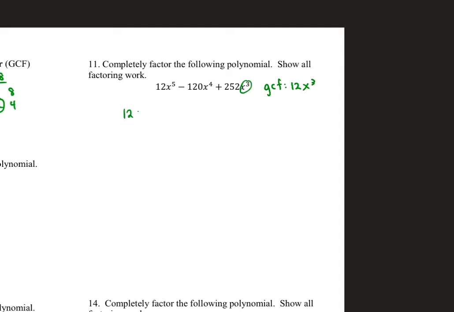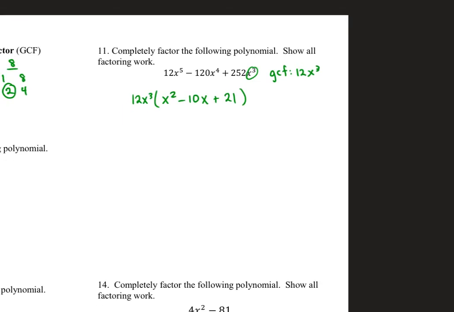So to rewrite this, we have 12x cubed, and then we divide everything. So 12x to the 5th divided by 12x cubed is x squared. Negative 120 divided by 12 is negative 10, and then we have 1x left over. And then 252 divided by 12 is 21, so plus 21, and our x cubes cancel out. So since we have a quadratic left over, we can go ahead and use our box. So this is x squared minus 10x plus 21.